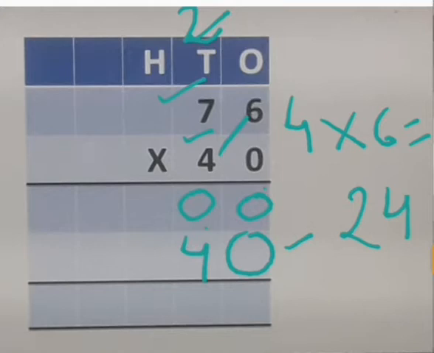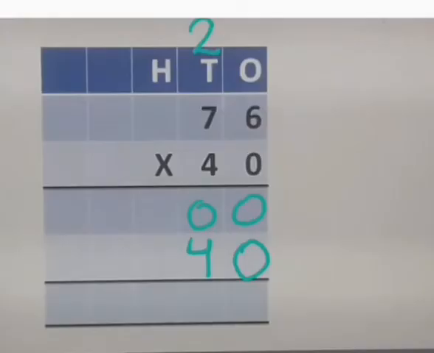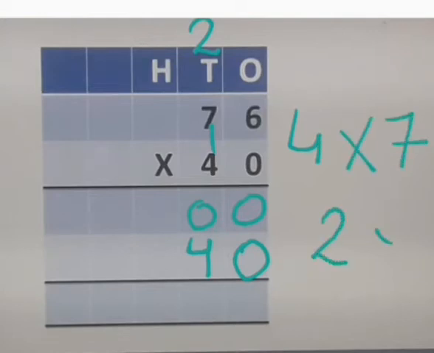Children, I again repeat, we will multiply 4 by 6. So 4 sixes are 24. So 4 we will write in the tens place, and 2 will go as a carryover because in the tens place we already have a number. Now, what is 4 sevens? 4 sevens are 28.